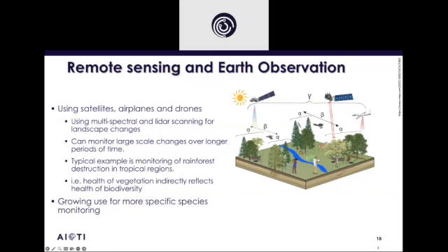Typical examples are monitoring of rainforest destruction in tropical regions. And you can look at the health of vegetation as an indirect indicator of the health of biodiversity. And there is some interesting work done on analyzing tree cover and the relationship of tree cover and the quality of tree cover with the quality of the biodiversity. There are more and more attempts to use this kind of technology for more specific species monitoring, but it's a complex issue to achieve that.